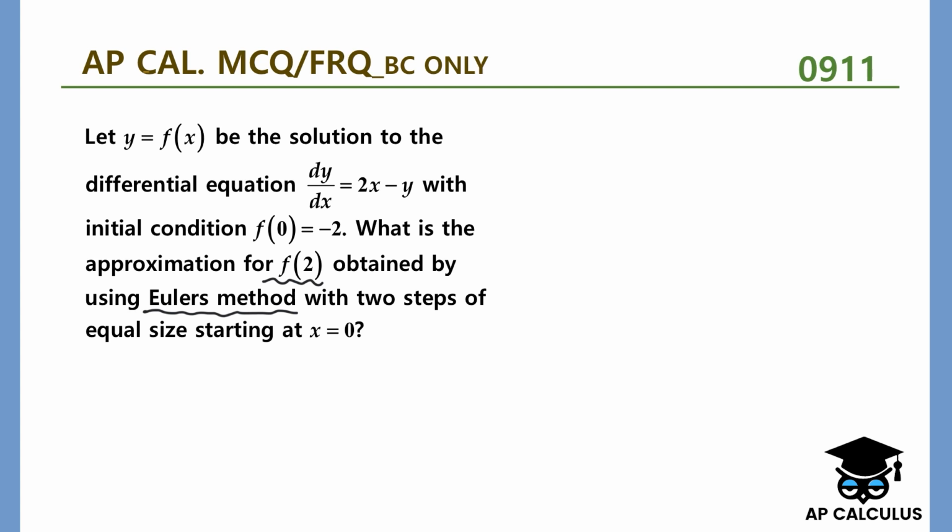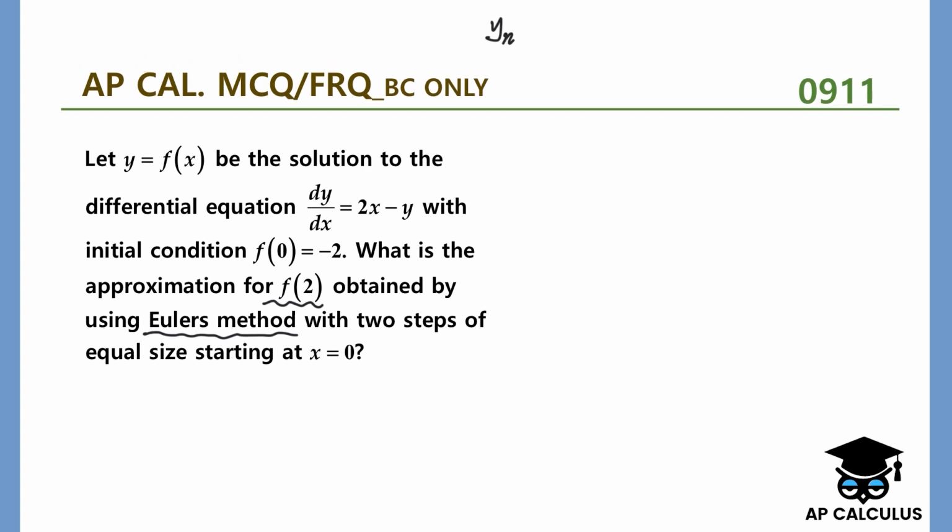start with the formula for Euler's method. The formula for Euler's method is given by yn equals yn minus 1 plus step size h times the slope at the point xn minus 1 comma yn minus 1. Alright? So we're going to approximate f of 2 using Euler's method with two steps of equal size starting at x equals 0, right? So let me draw a number line here.